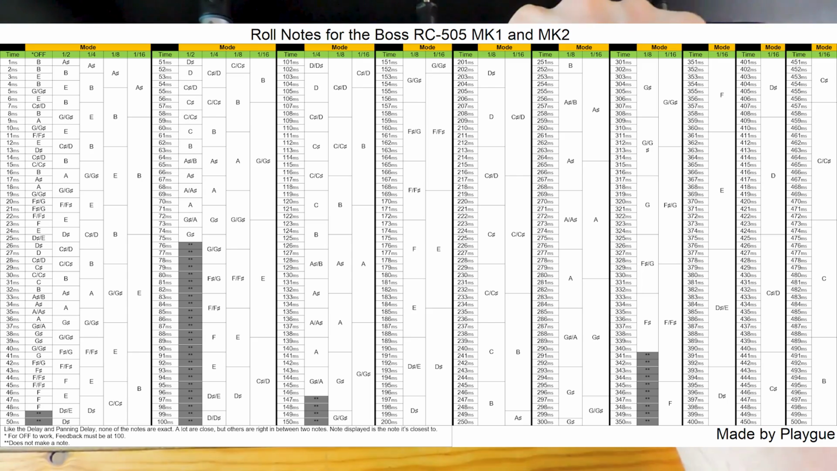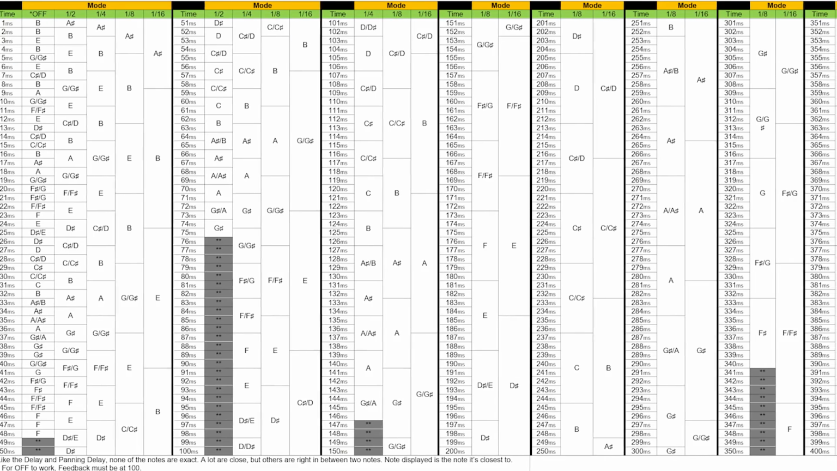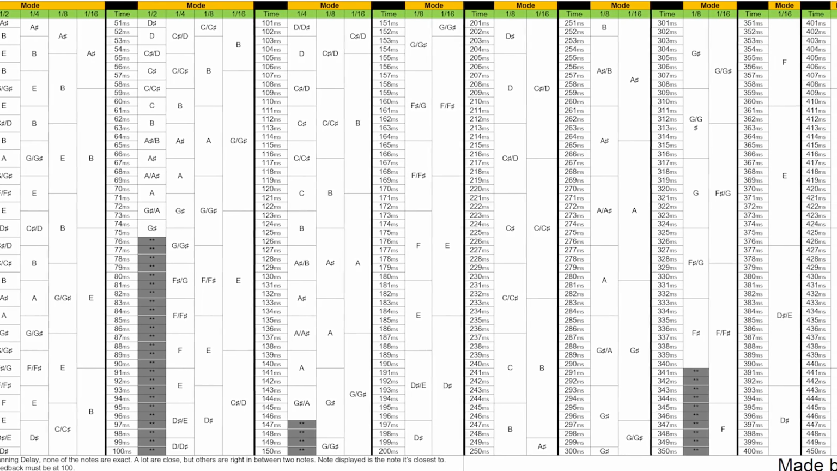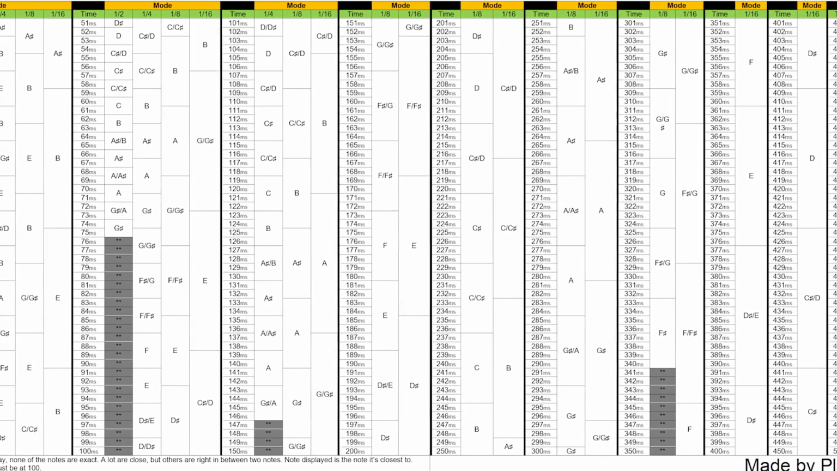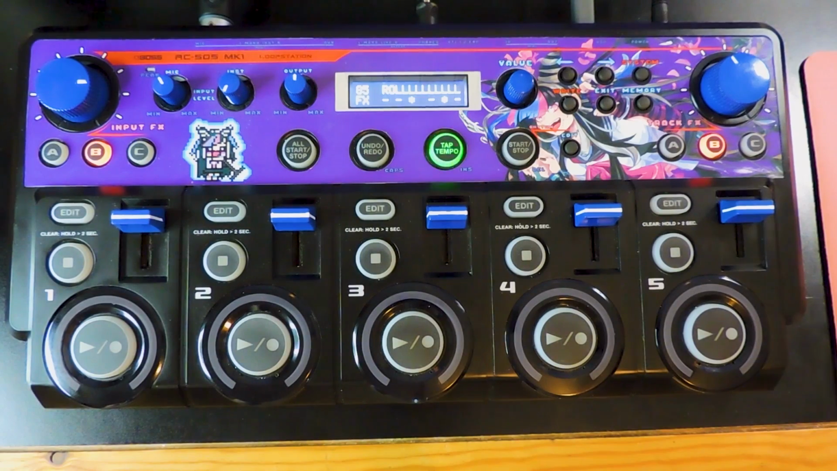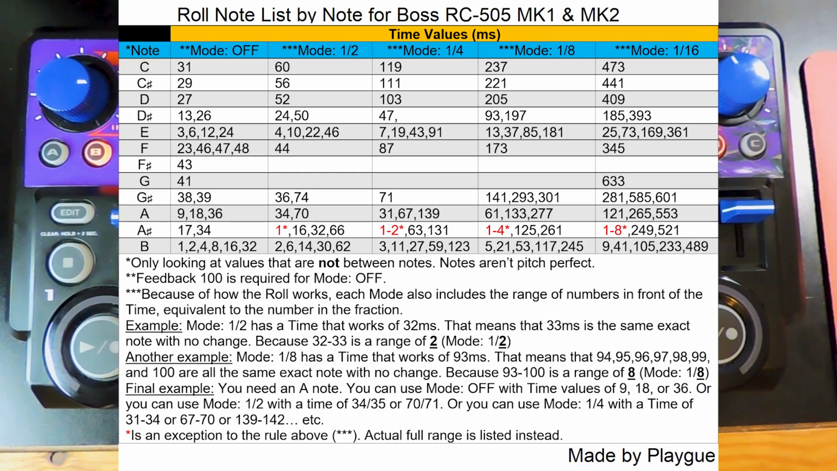Oh my God. This is my final Playgue chart for you all. This is the complete mapping of every note the roll produces. Now you can see why this felt intimidating. If this chart makes you overwhelmed, don't worry. You are only a human being. I made a second chart to help make sense of the first chart. It's this one.